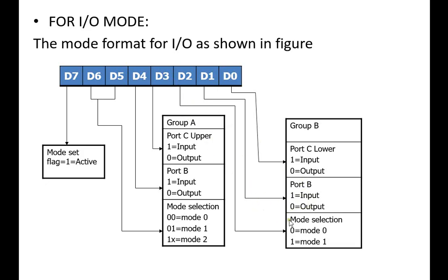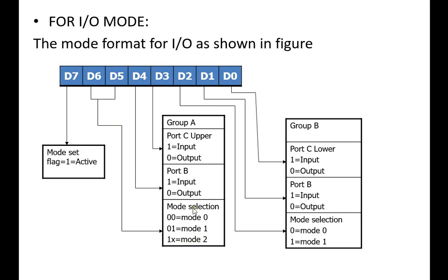D2 is for mode selection, where there are two modes in port B, mode 0 or mode 1. Now we are in group A, where D3 is for port C upper, where 1 is input and 0 is output. D4 is used for port A, where 1 is for input and 0 is for output. In group A, D6 and D5 are for mode selection, because you have three modes: 00 for mode 0, 01 for mode 1, and 11 or 1X for mode 2.